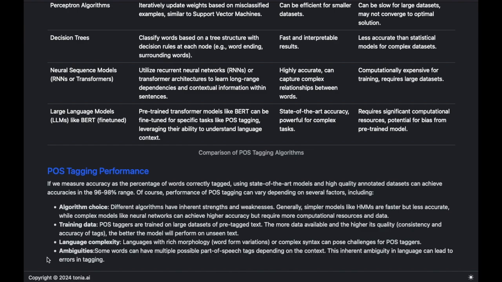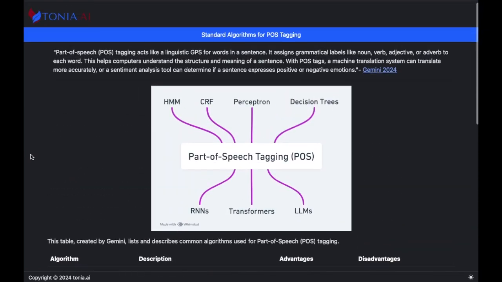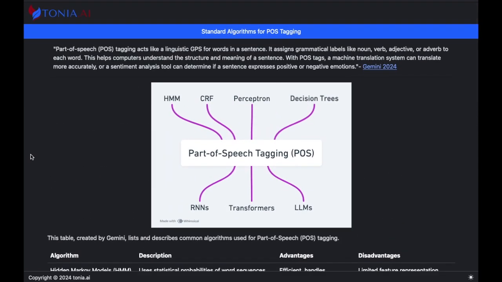And then there's ambiguities. If there are a lot of words in the test data set that can have multiple meanings, for example, words that can be nouns or verbs, then this inherent ambiguity in the language itself is going to lead to errors in the tagging, which of course is going to affect the performance score. That is an overview of the standard algorithms that are used for part-of-speech tagging today.